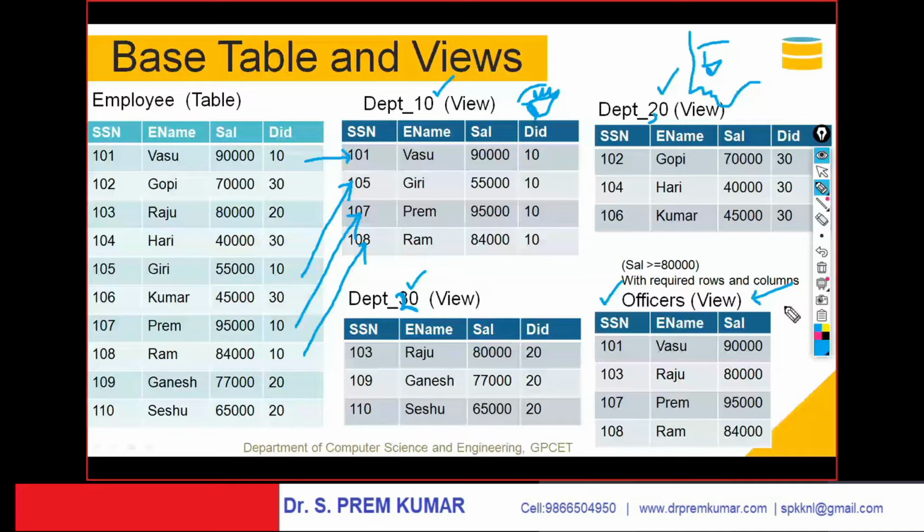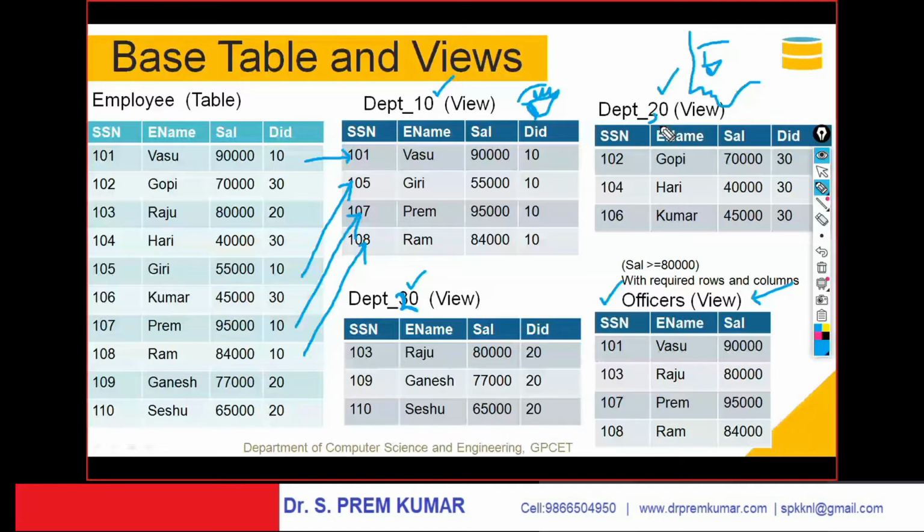Department 10 is a view which is created on the base table employee. Department 20 is a view which is created on the base table employee. Department 30 is a view which is created on employee. Officers is a view which is created on the base table employee. So employee is called the base table, that is the original table. On the original table you are creating views. I hope this is clear.